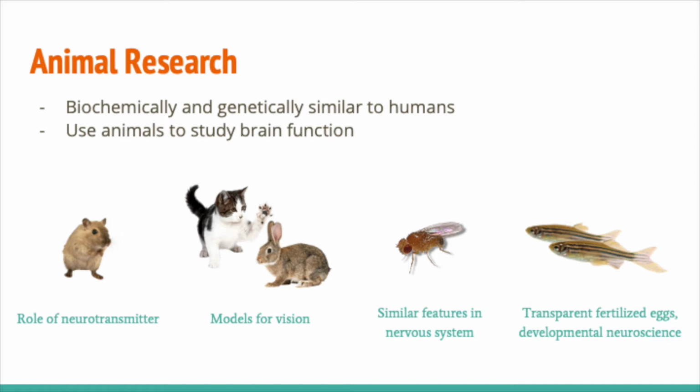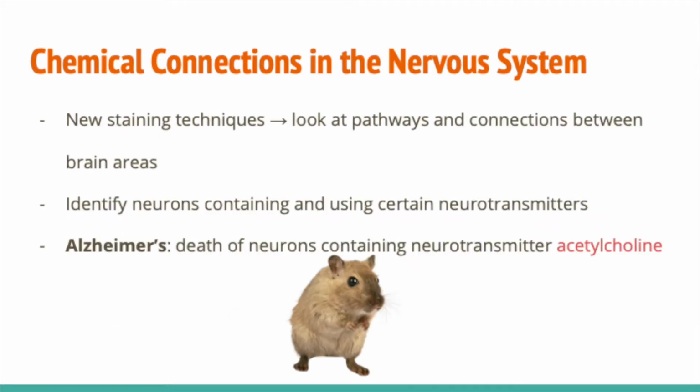Cats and rabbits are being used for models of vision. Flies have similar features in their nervous system, and certain fish that lay transparent eggs can teach us more about how developmental processes happen.